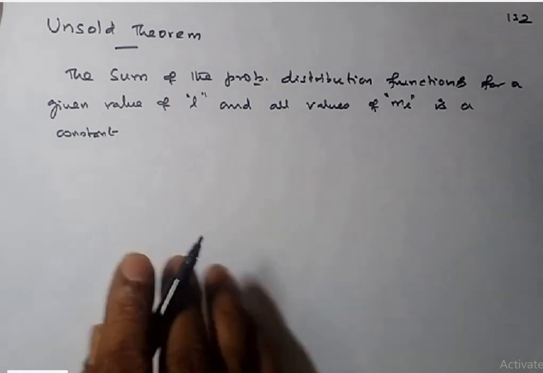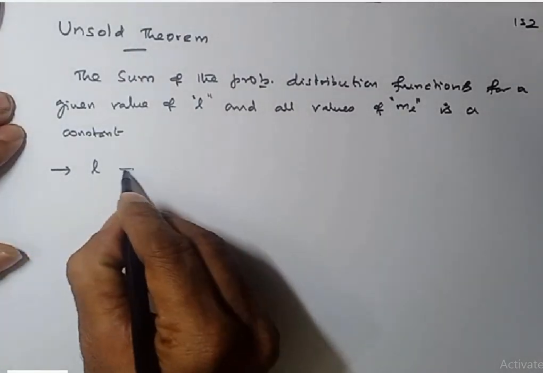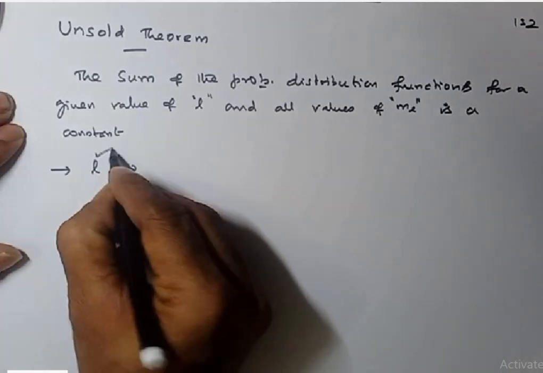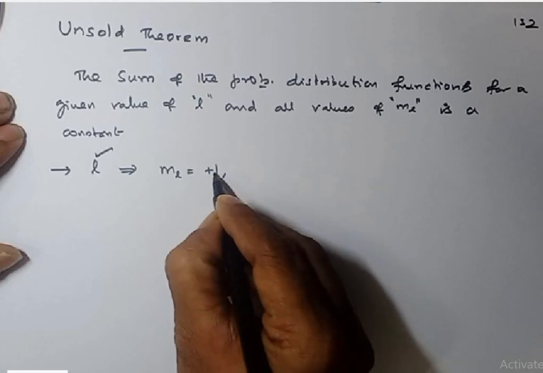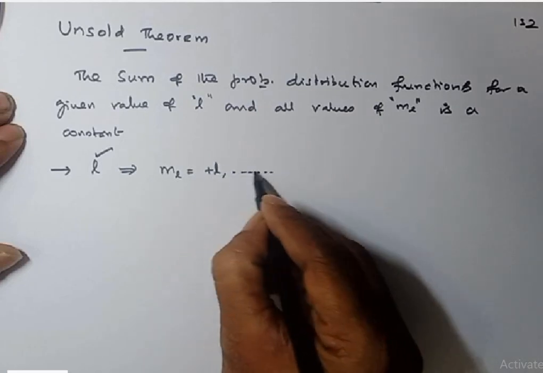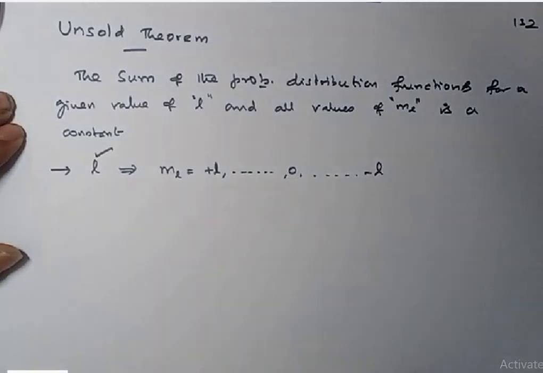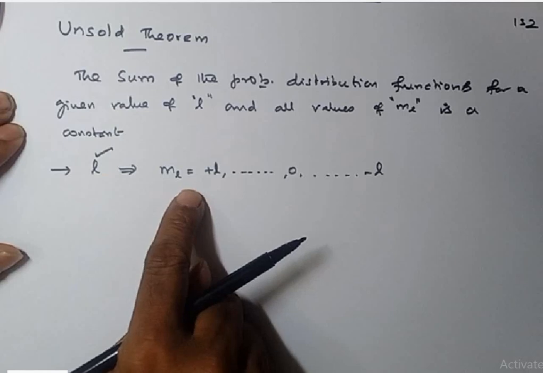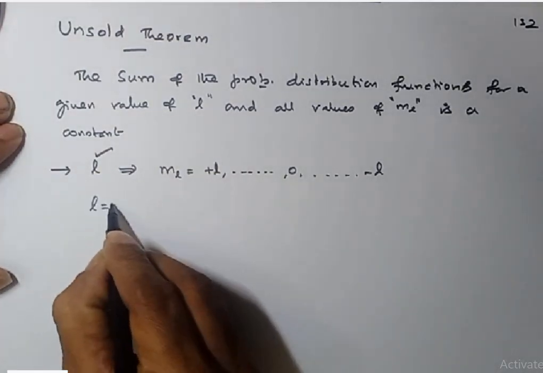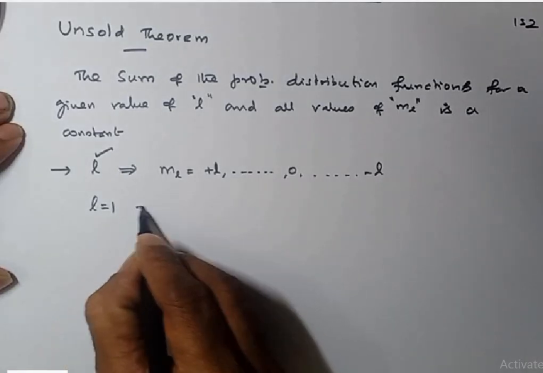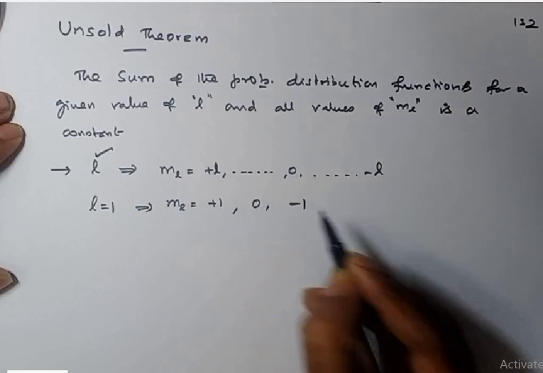Listen, suppose I take some value of L. For this L, what are the allowed values of ML? The allowed values of ML are plus L, then you subtract 1 each time, goes to 0, and ends with minus L. For a given value of L, different values of ML are possible. Suppose I take L equal to 1. For L equal to 1, the ML values are plus 1, 0, minus 1.